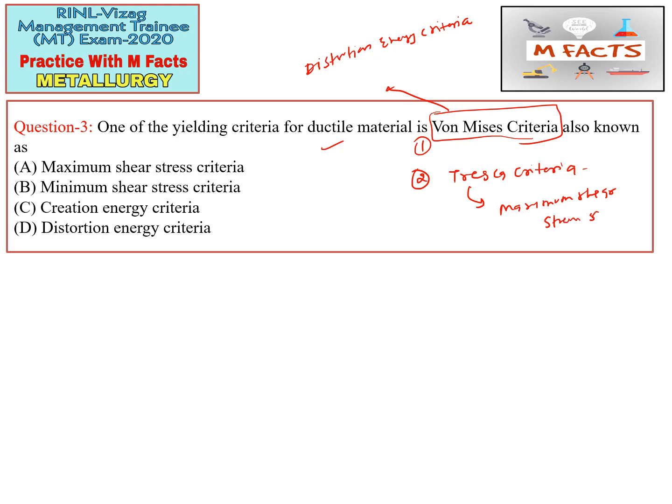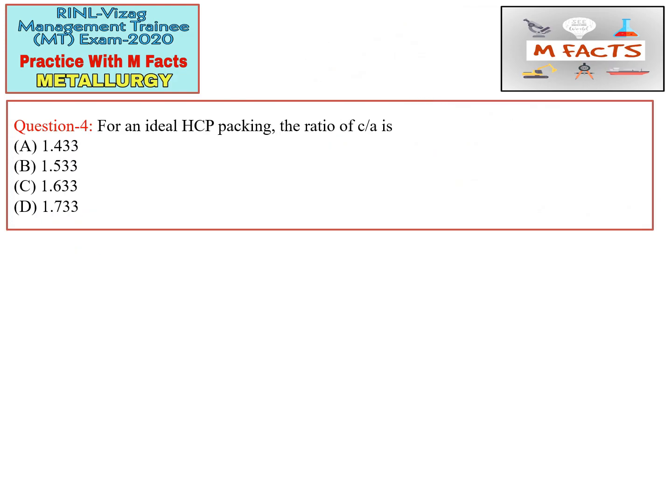This question is very nice and you should remember this type of question. The von Mises criterion, or distortion energy criterion, is applicable as a yielding criterion for ductile material, and the Tresca criterion, the maximum shear stress criterion, is also a yielding criterion for ductile material. In this question they are asking about the von Mises criterion, which is the distortion energy criterion. So D is the correct answer. The next question is very basic, but you may get this type of question in the RINL exam.